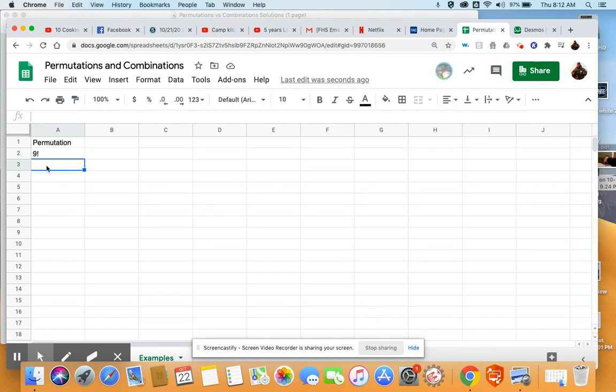And that really comes down to that for the leadoff batter, we had 9 choices, and for the second batter, since we already used one, we only had 8, and then 7, and then 6, all the way down to 1. So we use that 9 exclamation point or 9 factorial.